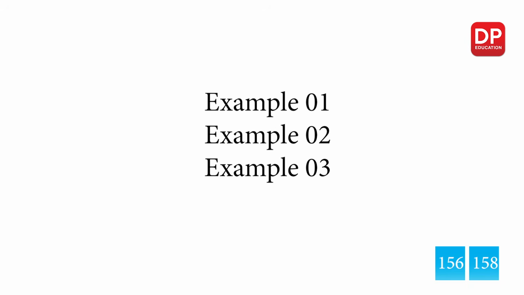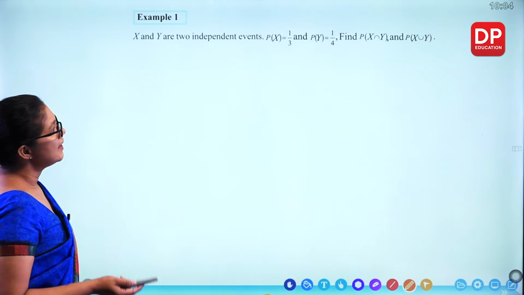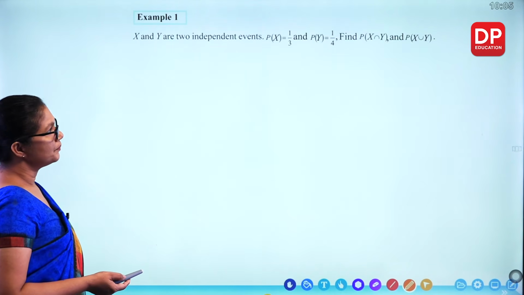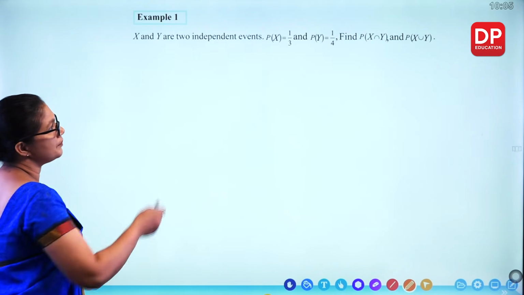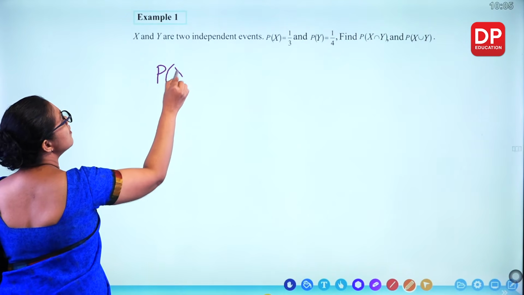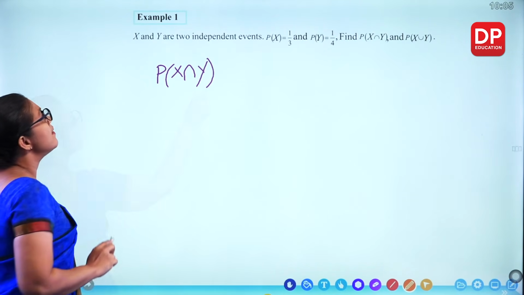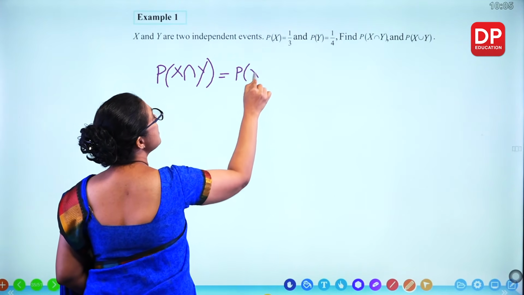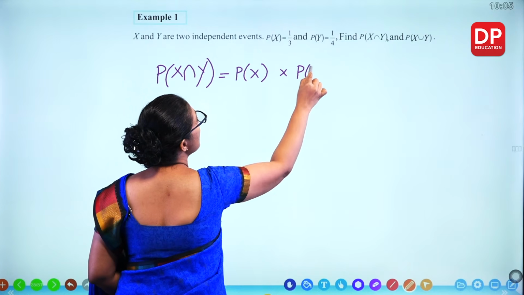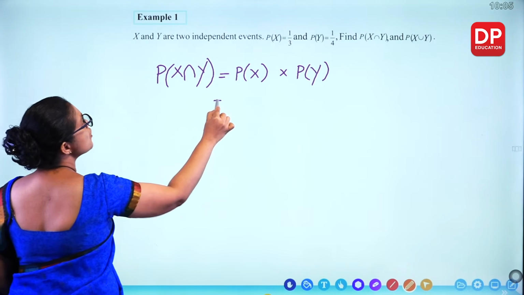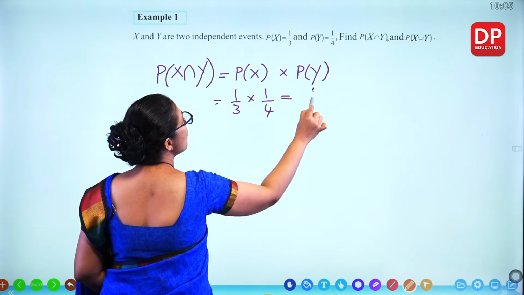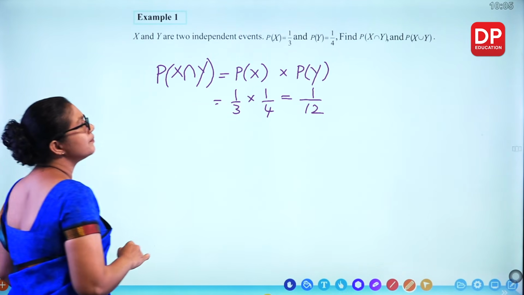Now we'll look at example 1. X and Y are 2 independent events and the probability of X is given as 1 over 3 and probability of Y is 1 over 4. Find the intersection. What it says is, if the 2 events X and Y are independent, then you can write this as P(X) into P(Y). Substitute the values, 1/3 times 1/4. You get 1 over 12.